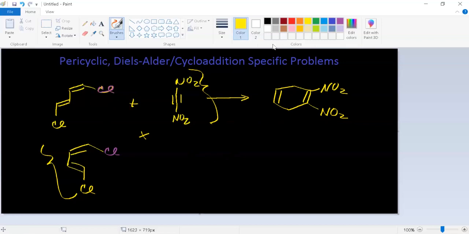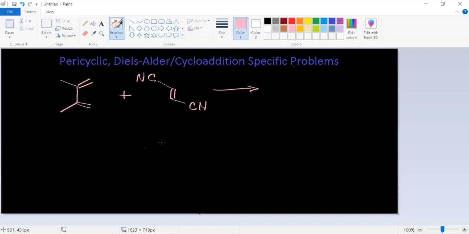And for the chlorines, we can say that the purple one, if we wanted to, is on a wedge, and the yellow one is on a dash. The reasoning for that is that they are opposite in the reactant. So one is cis and one is trans. That means that when they react through the cycloaddition reaction, they will retain their opposite configuration. So one chlorine will be on a wedge and the other one will be on a dash. So this is your final answer.